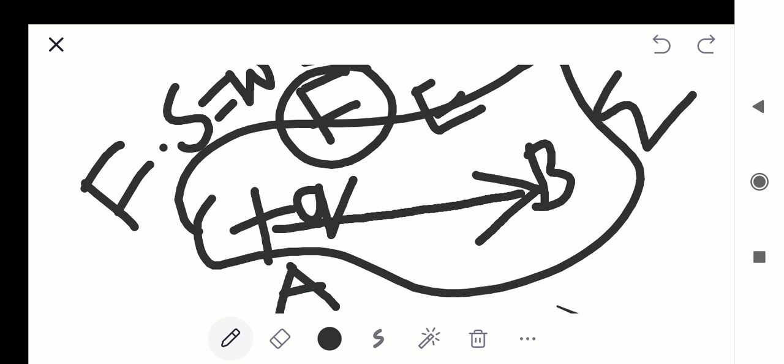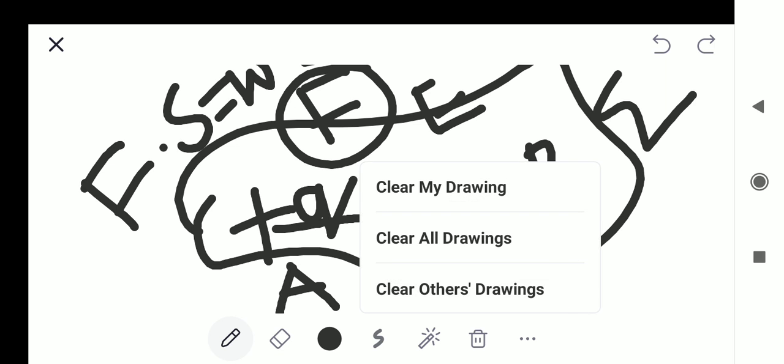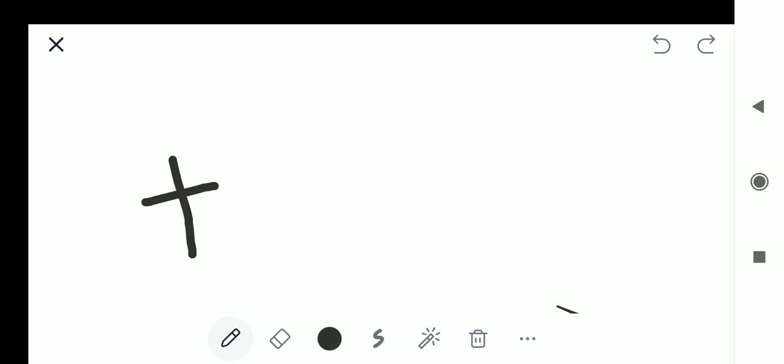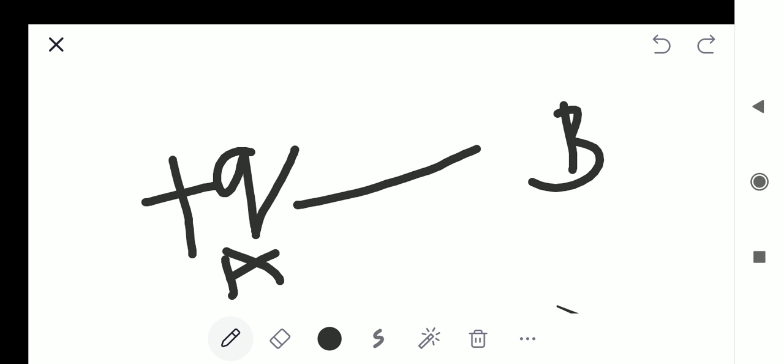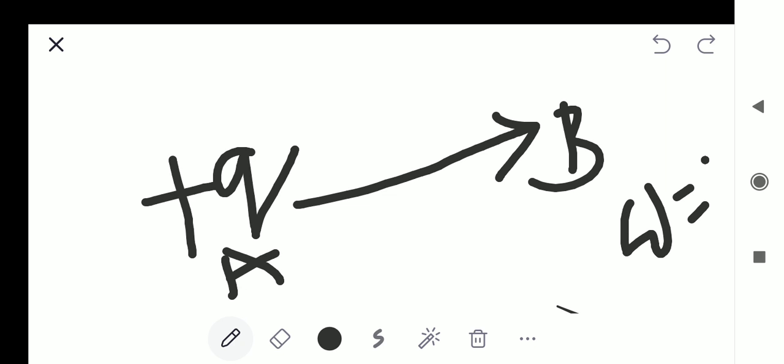Here in the electric field, why was work done? The work was done in the electric field to move the charge from position A to B. Is it right? Where are we moving? Which charge is moving? The positive unit charge is moving from position A to position B.